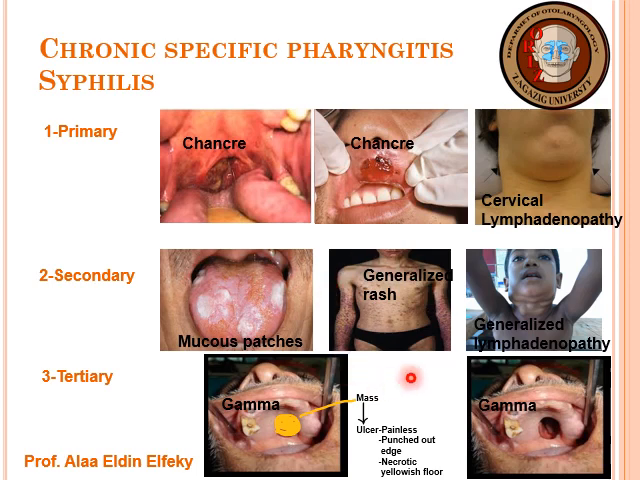Here there is a generalized rash and generalized lymphadenopathy. Tertiary is the gumma. What is the gumma? It is a mass, usually affecting the bone, here in the hard palate. The mass ulcerates, forming an ulcer. The ulcer is painless, with a punched out edge and a necrotic yellowish floor. When the mass ulcerates, the ulcer affects the bone and causes perforation of the palate, causing an oro-antral or oro-nasal fistula.